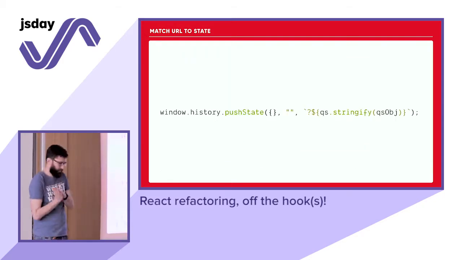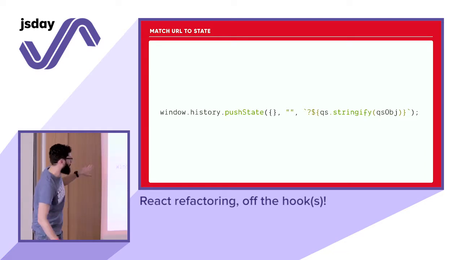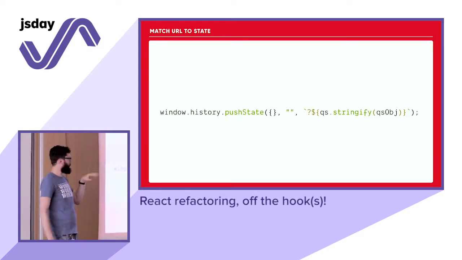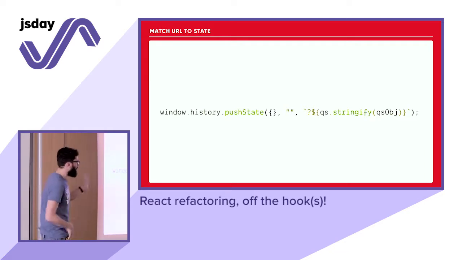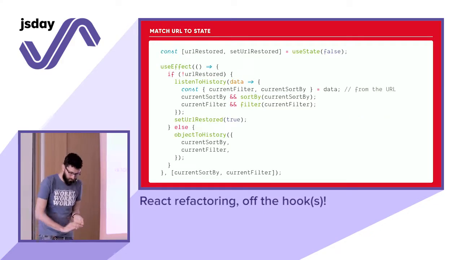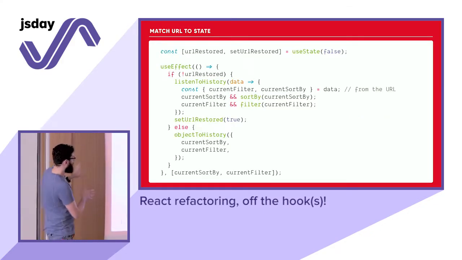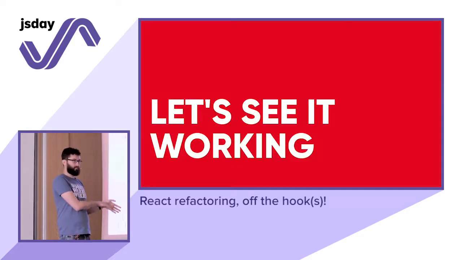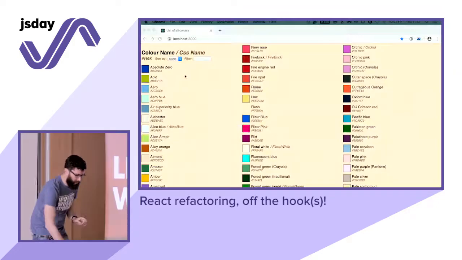And that is another helper that does something on the lines of this. So it would take the data I pass in, and it would stringify it and add it to the query string. Okay. And with this, I should be able to have that change. But let's see it working.